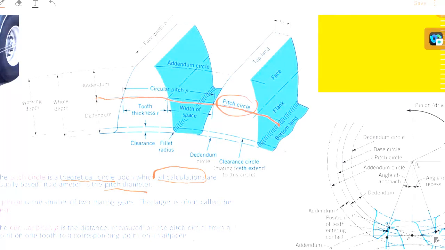And then at the top we have the addendum circle. At the bottom of the teeth we call it the dedendum. Kat bawah ni, paling bawah. So these are the gear teeth. The above we call the addendum circle. Yang bawah sekali kita panggil the dedendum circle. And in between, we call it the pitch circle.